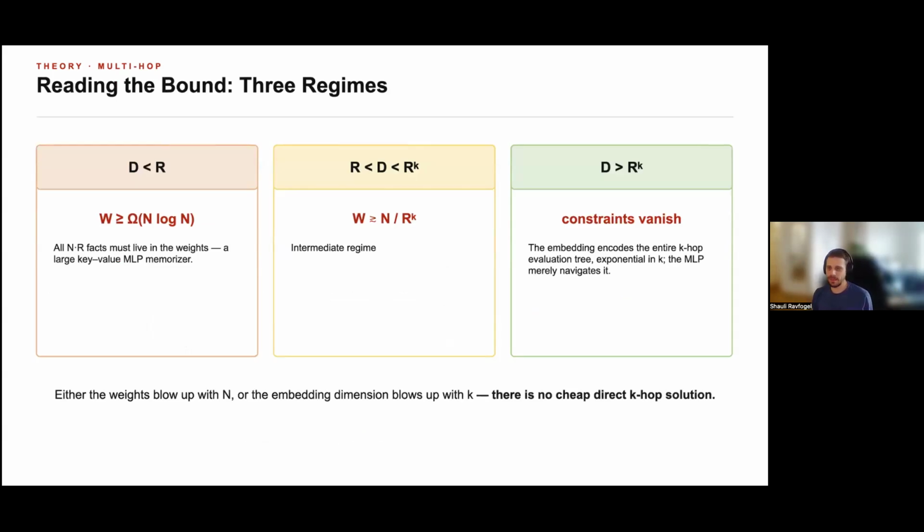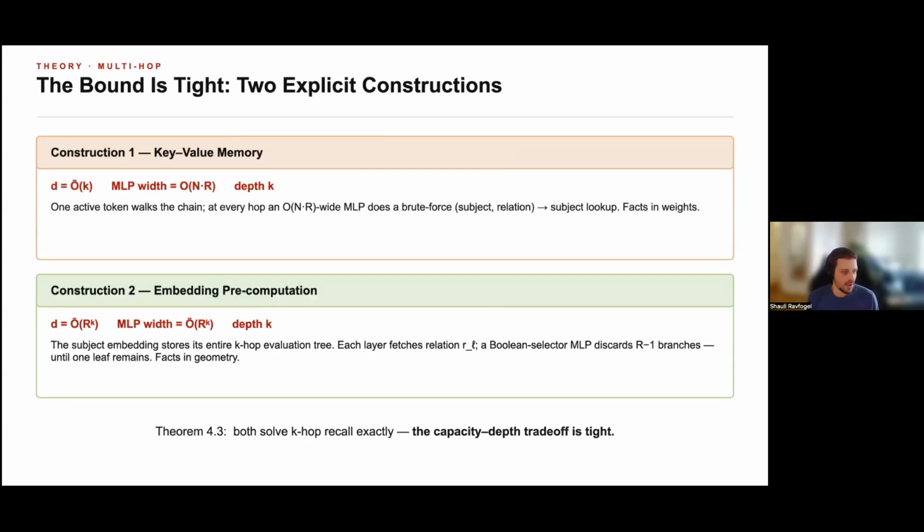So we are going to get several regimes. When the dimensionality of the embeddings is small, much smaller than the number of relations, then, as I mentioned, we are going to get back to the MLP as a key-value memory setting, where most of the information is stored in the MLP, and the MLP is relatively large. When D is between R and R to the power of K, we're going to have some intermediate regime. And when the dimensionality is very large, we have very large embeddings, then we can store all the compositions in the embeddings themselves. Okay, so I hope this was not too obscure. Any questions? Okay.